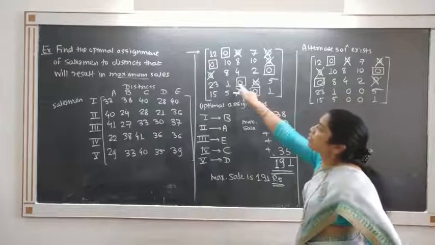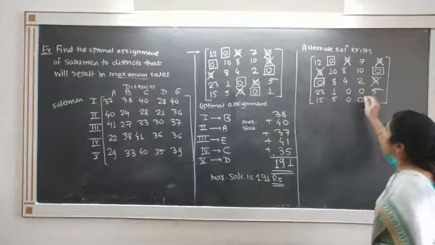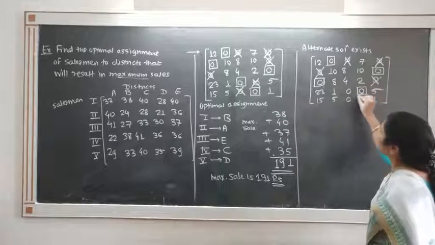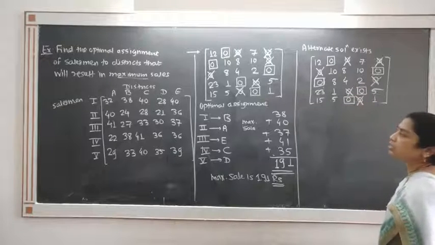See, the last time we have considered this one. Now I will consider this one and cross out the remaining. So suppose I consider this one, so this will get crossed and this will get boxed. So this is the alternate solution.